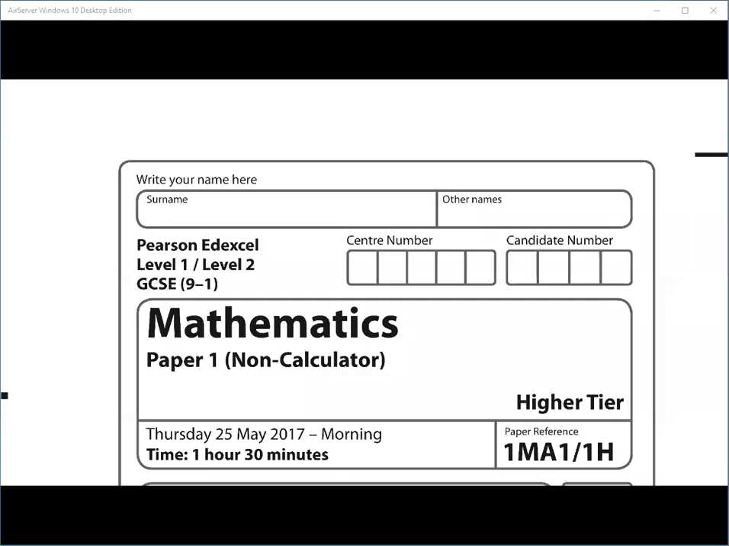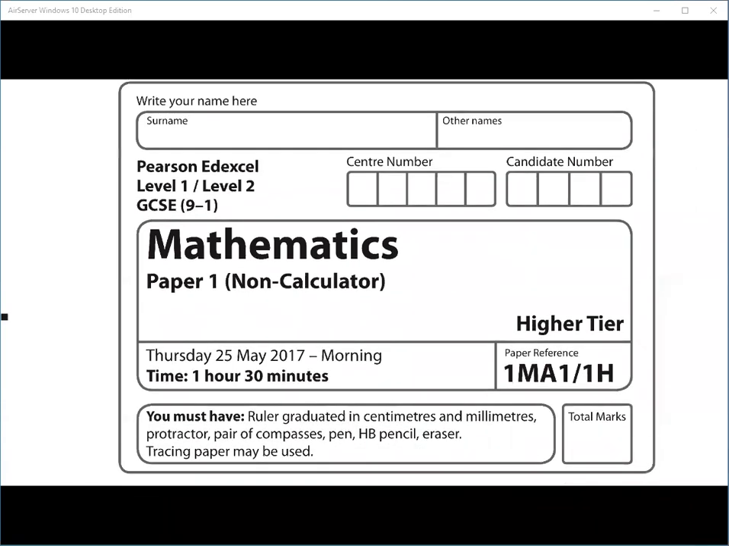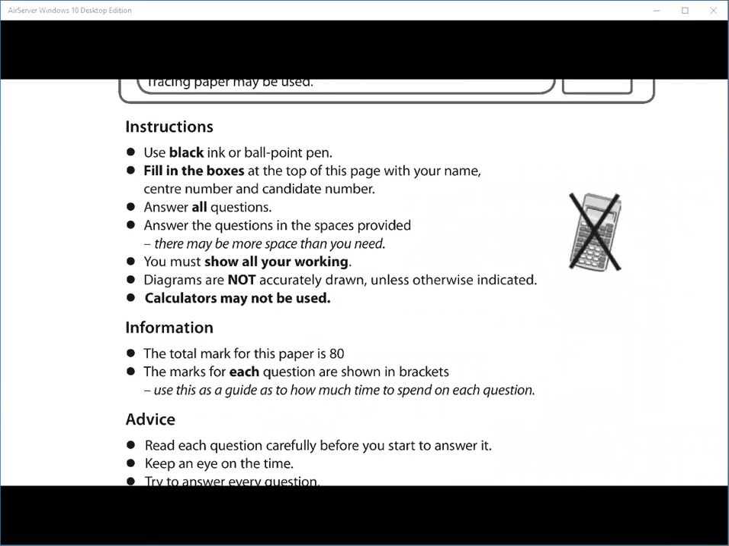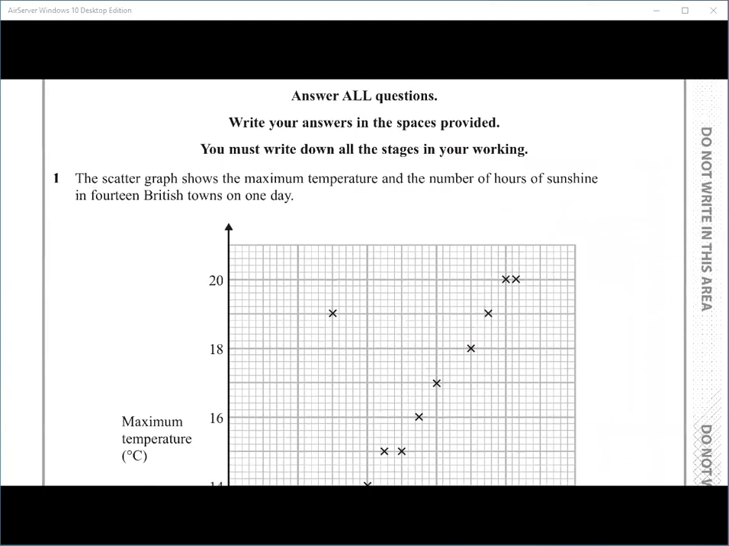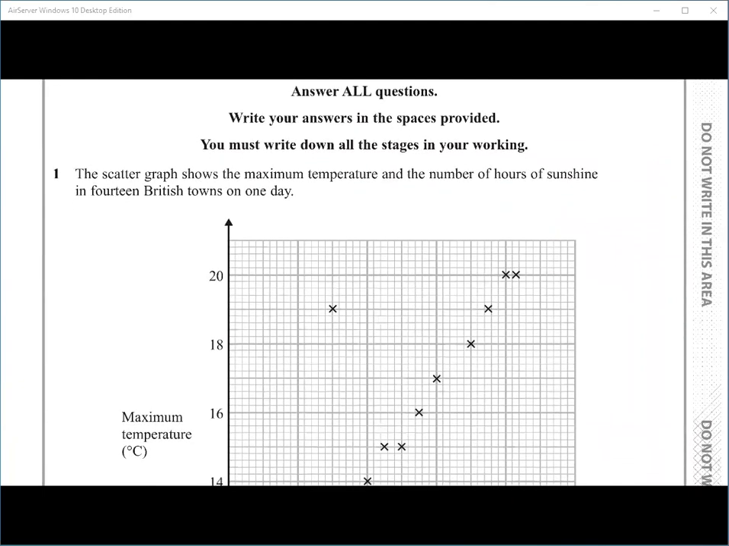Okay, folks, welcome back. We're looking today at Mathematics Paper 1, 2017 from the Edexcel higher tier, non-calculator, as you can see from this big sign over here. Now we're going to try to go through as many questions as we can in the time that we have left. So, question number 1.